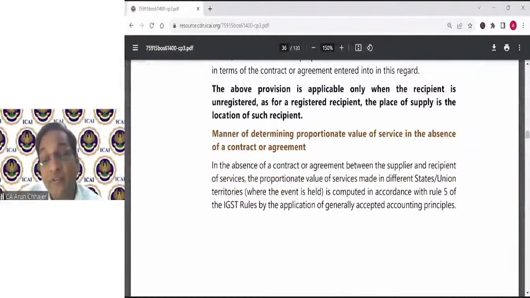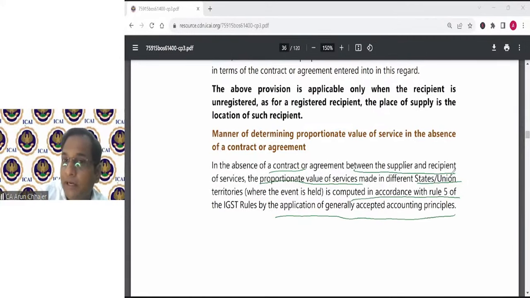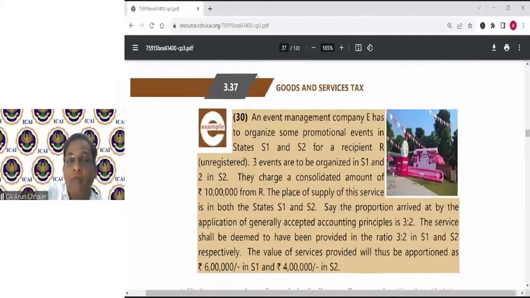Now we are moving to the discussion. We have discussed that in a question like this, with B2C and more than one state, how will it be apportioned? Rule 5. What is Rule 5? In the absence of a contract between supplier and recipient, the proportionate value of the service made in different states or UTs is computed in accordance with Rule 5 by generally accepted accounting principles. It means we will apply the logical thing for apportionment.